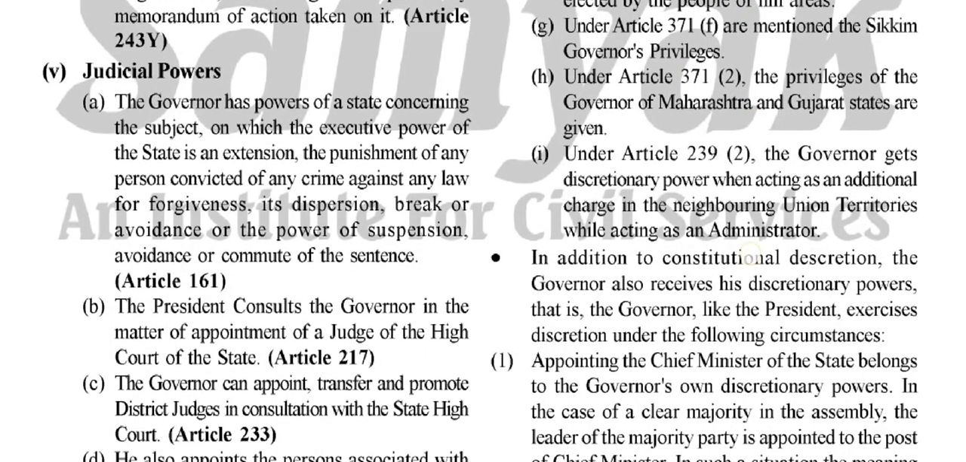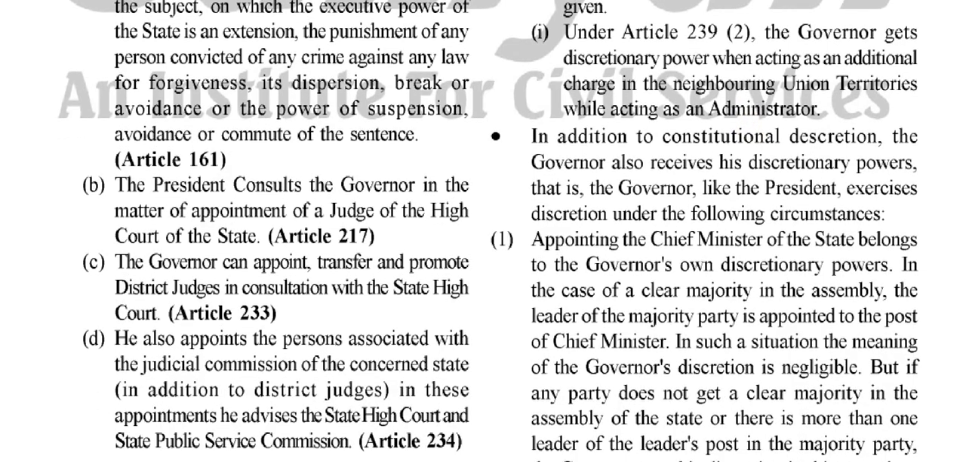The governor has the power to grant pardons, reprieves, respites or remissions of punishment, or to suspend, remit or commute the sentence of any person convicted of any offence against any law relating to a matter to which the executive power of the state extends. Article 161. B. The President consults the governor in the matter of the appointment of judges of the High Court of the state. Article 217. C.